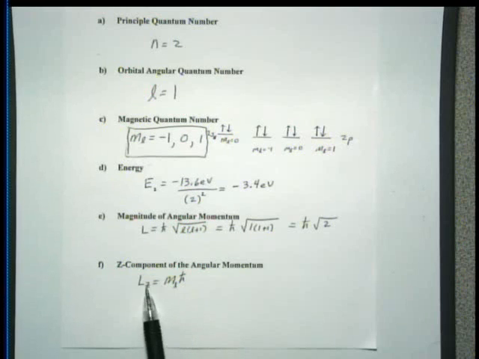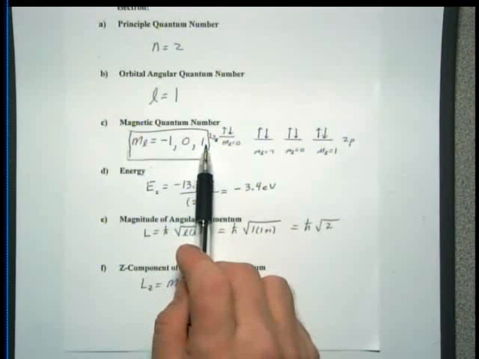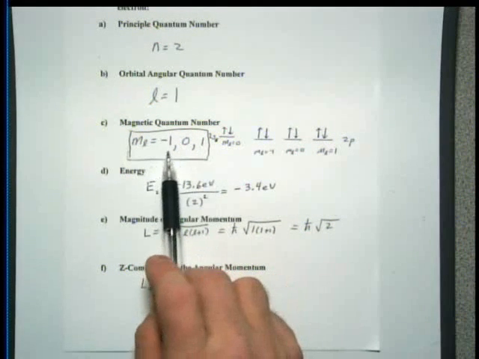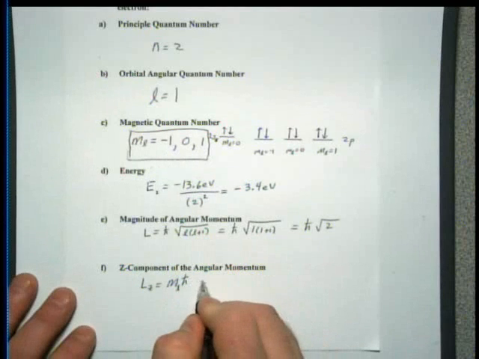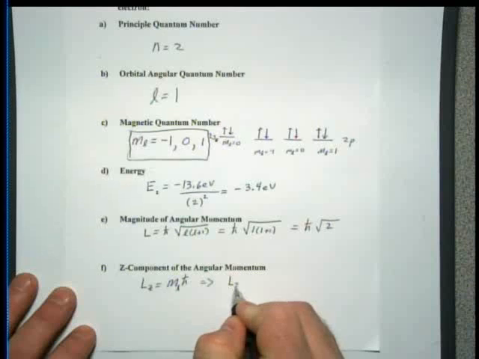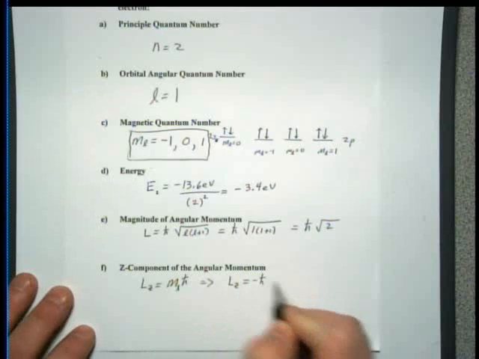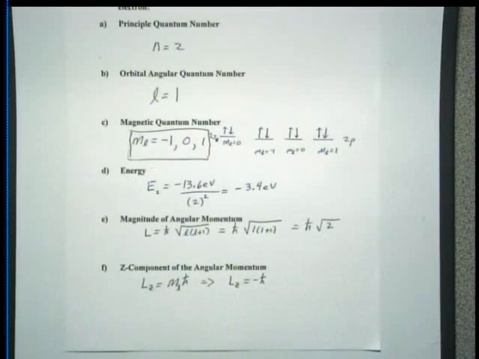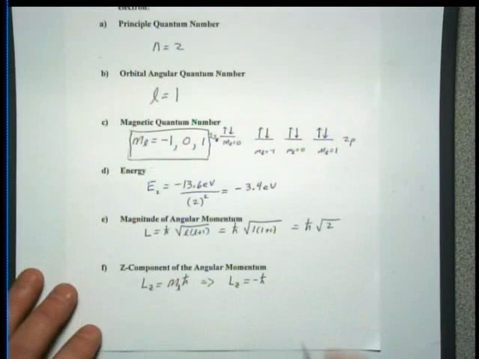Now, I can't tell you this because they're different values. So therefore, there are different values that the z component would have. So it might be minus h bar. That would be if m sub L was minus 1. Or it could be 0. Or it could be h bar.